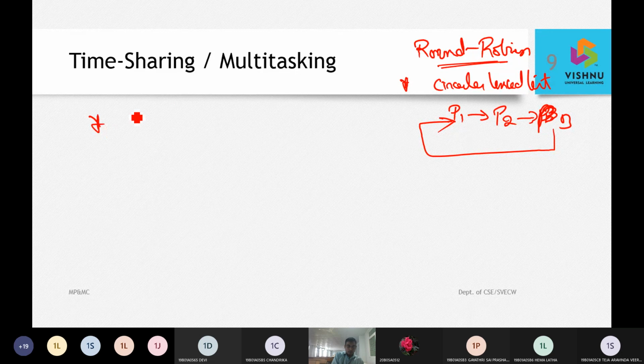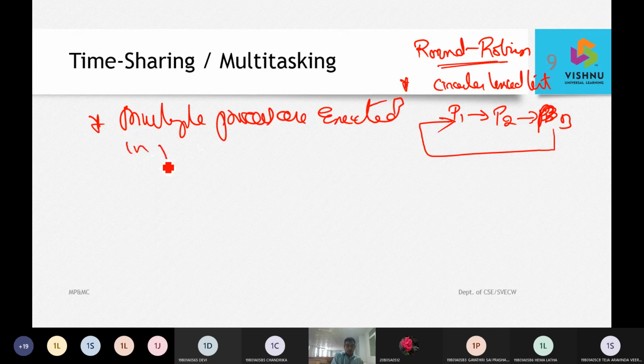So the first key takeaway we need to understand is that we are going to have multiple processes, and these multiple processes are going to be executed in parallel.